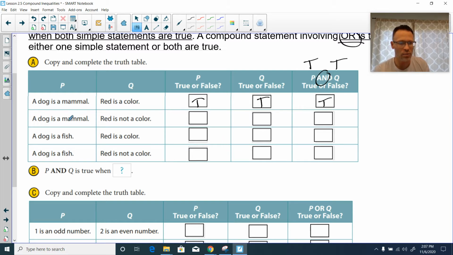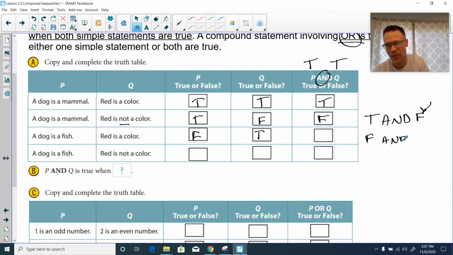First one, a dog is a mammal. Yep, still true. Red is not a color. Well, that's false. Now I'm comparing a true statement with the word and with a false statement. Because one of them is false, the whole thing is false. Dog is a fish. Nope, that's false. Red is a color. Yeah, that's true. So now I'm comparing a false statement with the word and with a true statement. Because one of them is false, the whole thing is false.